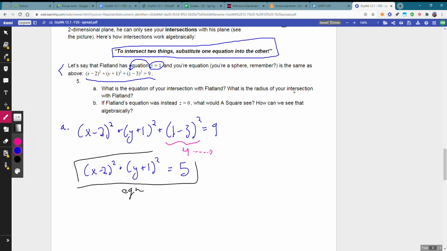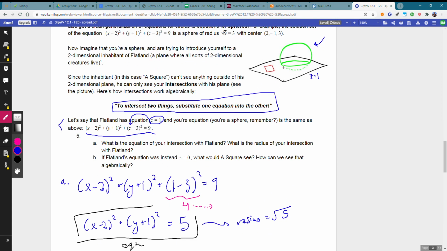The second part asks, what's the radius of our intersection with flatland? Well, here, the way we get that is just by taking the square root of the number over here, right? So the radius is root 5, right? And so this would be the equation and the radius of our intersection here that we're making with flatland.